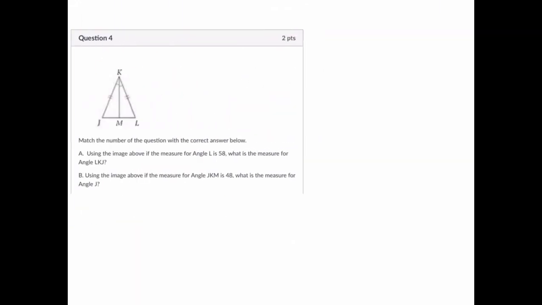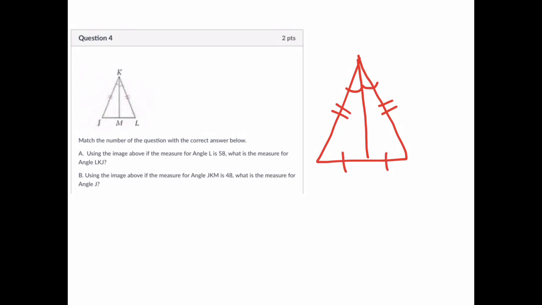And our last one for today is also from your practice. It wants you to, using the image above, if the measure for angle L is 58 degrees, what is the measure for angle LKJ? So if we draw this a little bit bigger over here, here we have our bisector. We know these are equal to each other. Because it's a bisector, we know according to the theorem that this one and this one are also the same. We know that this one and this one are also the same as well.